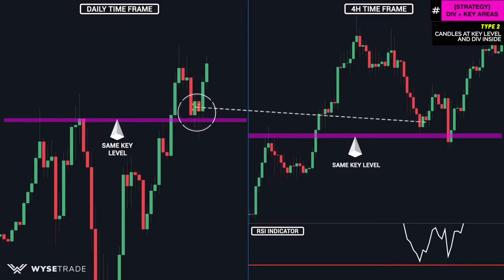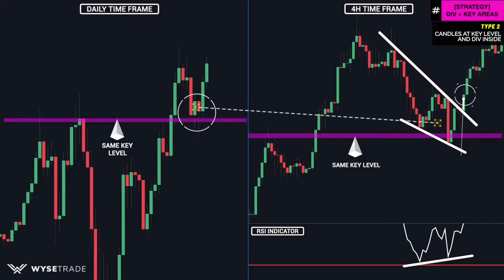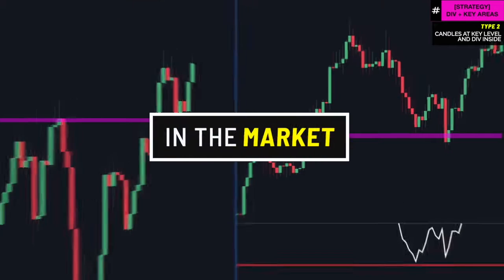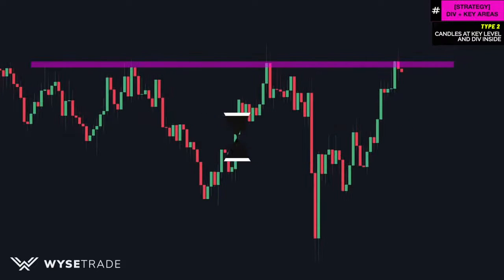Same key level, same pullback. We had perfect wide divergence right at the key level, and then you would place your trend line above. And once you had price breakthrough, you would then look for trade entries long on the lower intraday timeframes. So right now in the market, the pound dollar is creating one of these setups.